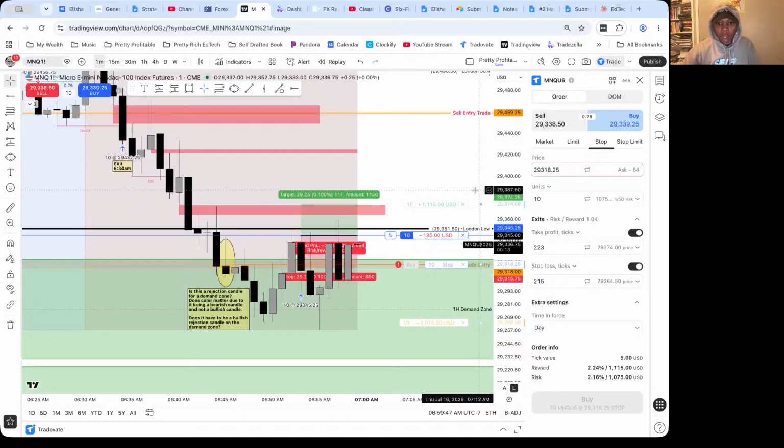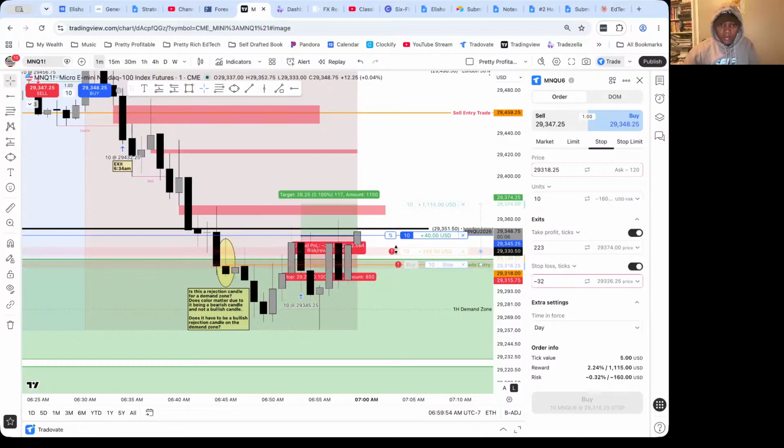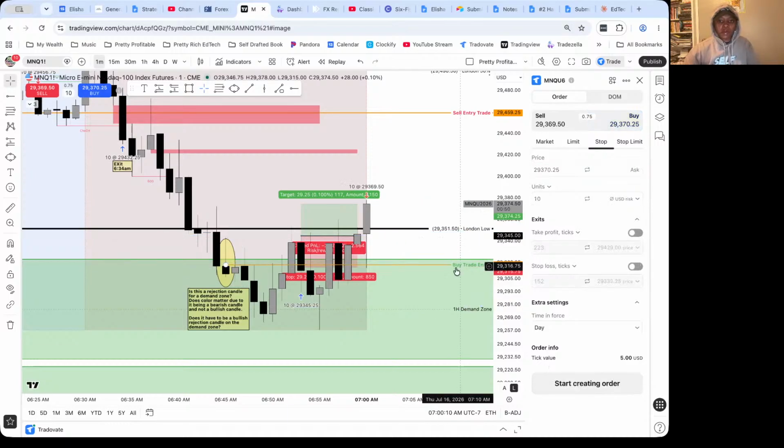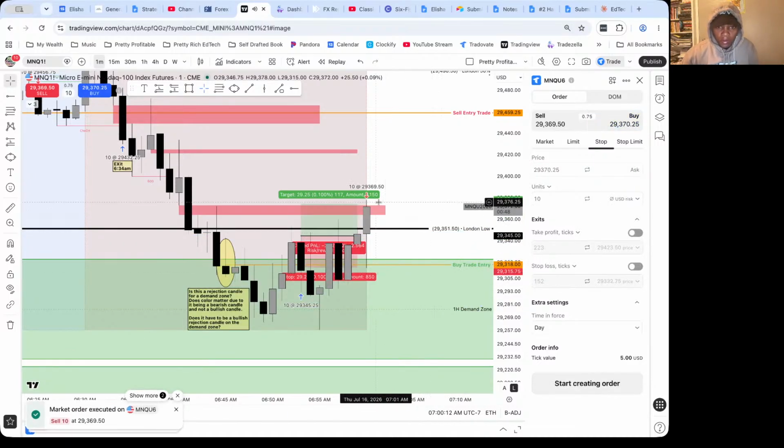Yeah, so it would be tough for me to trail my stop. Because if I trail my stop to the right, I would hit TP. I'm out. Yeah, got close. I took it, because I'm having to do all this manually.